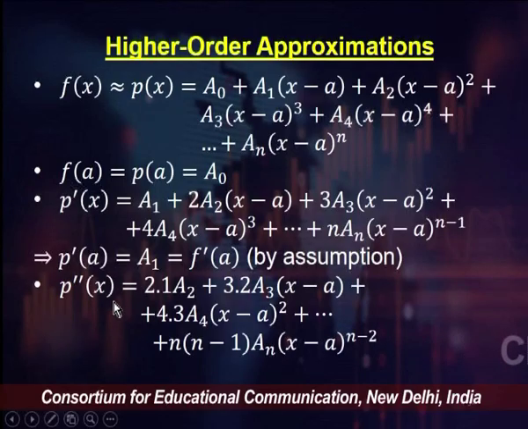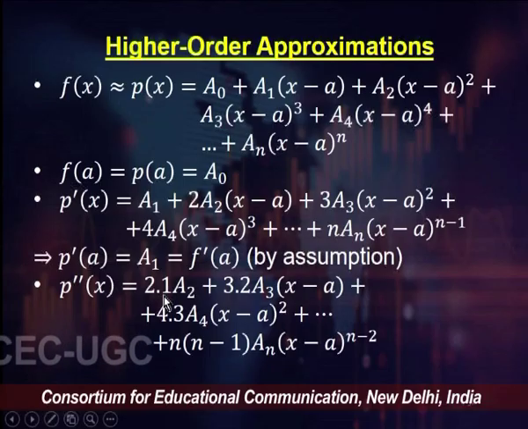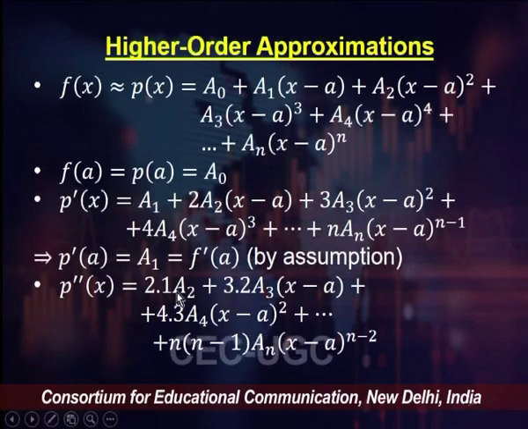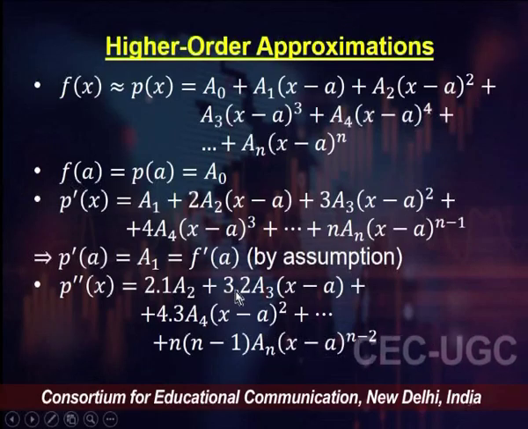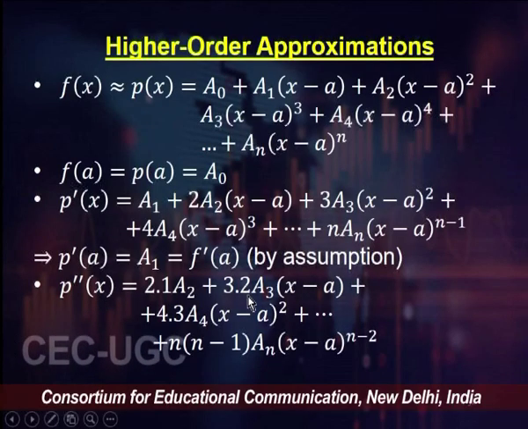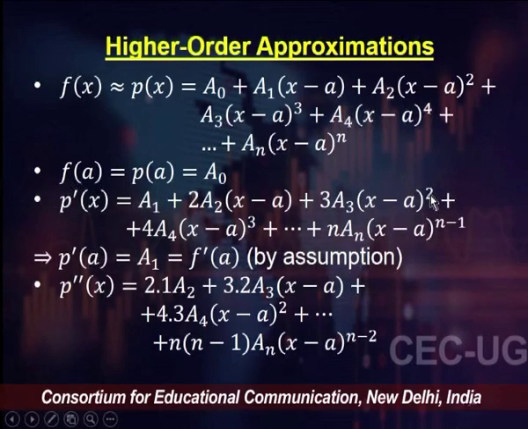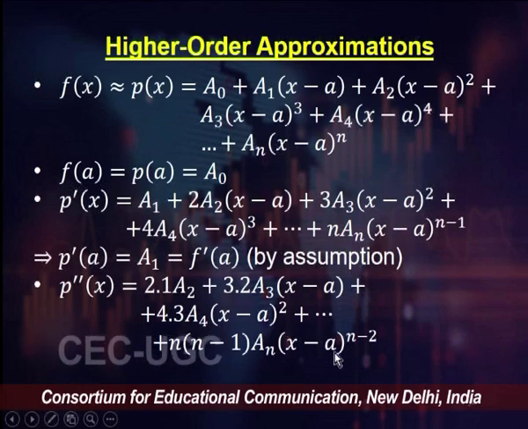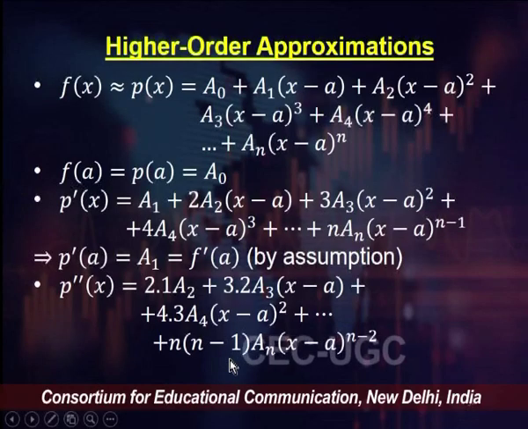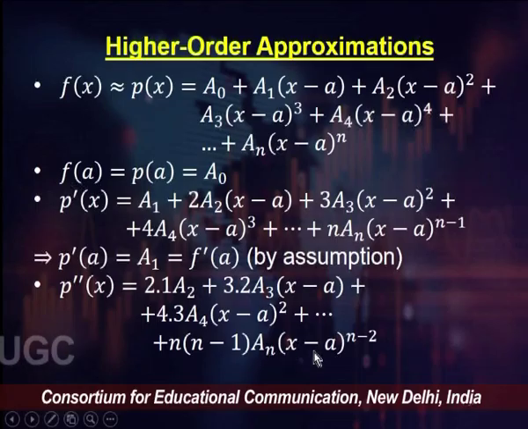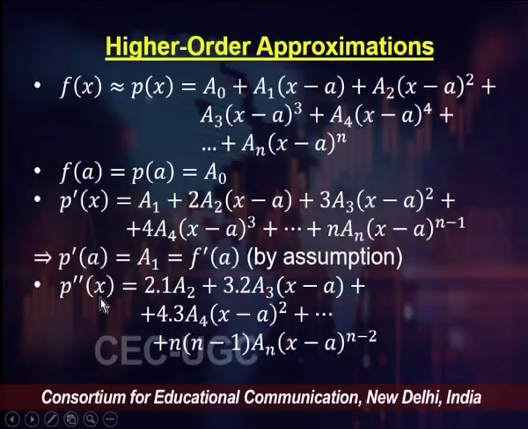Now p double prime of x will be 2 times 1, which is 2 factorial, times a2, plus 3 times 2, so we go down one step. If it's a second order derivative, we go down one number for each term. So 3 times 2 times a3 times (x minus a). The power in the previous derivative was 2, so now it's going to be 1. We go down 1, and till the last term, which is n times n minus 1, go down one number, times an times (x minus a) to the power n minus 2. Because it's a second order derivative, here we have n minus 2.